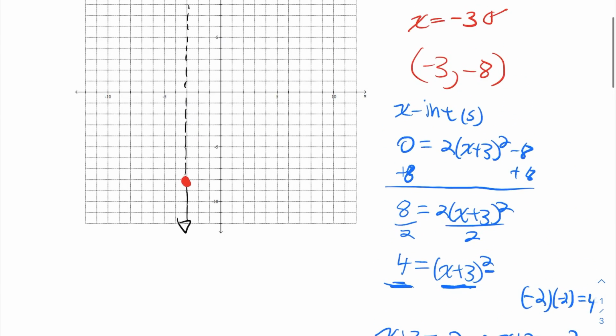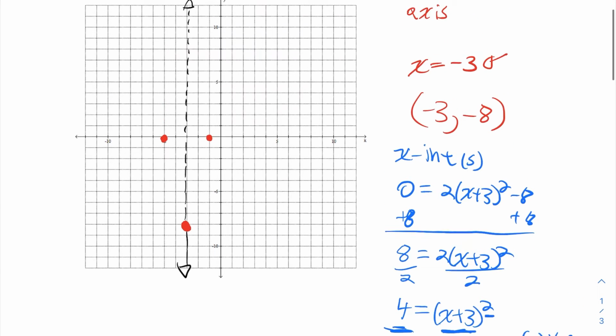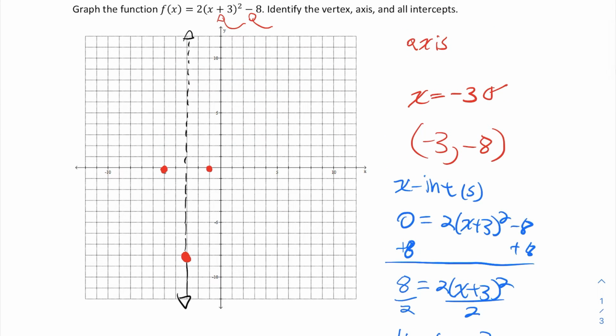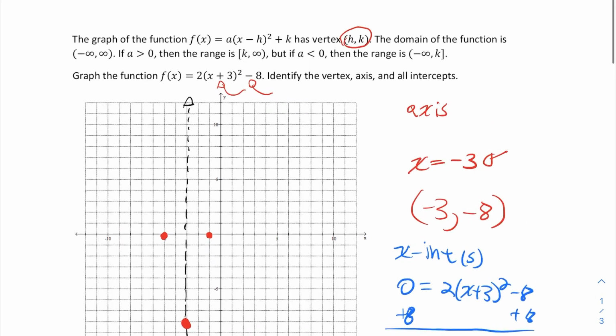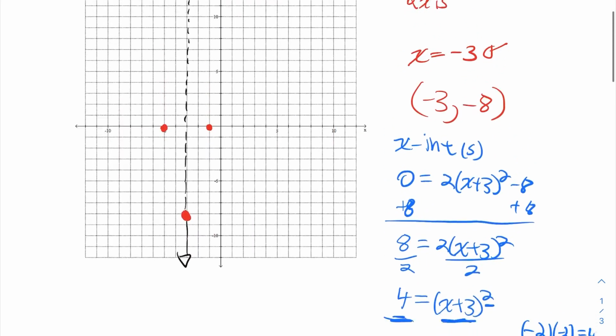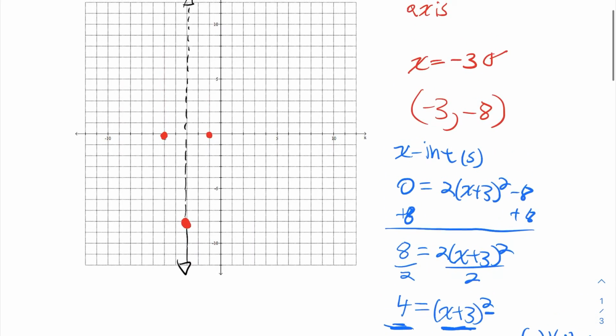So negative 1, 0 here, negative 5, 0 here. And there I have the two other points that I would need to graph this parabola. I also need to know the y-intercept. I know the x-intercepts are negative 1, 0, and negative 5, 0. Those are my x-intercepts.